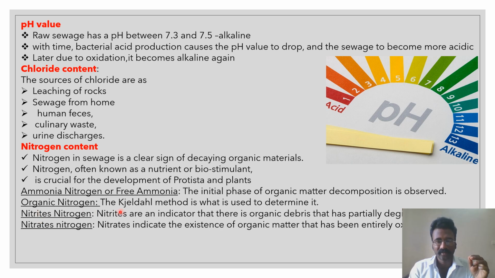So organic nitrogen, how do we know whether organic nitrogen is there or not? We can detect it by the Kjeldahl method. So nitrite nitrogen. Nitrites are an indicator that organic matter has been partially degraded. Here the nitrates are an indicator of existing organic matter that has been entirely oxidized. If it is entirely oxidized, nitrate nitrogen will be produced.